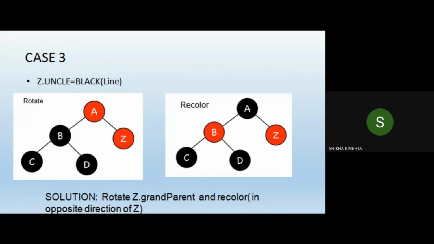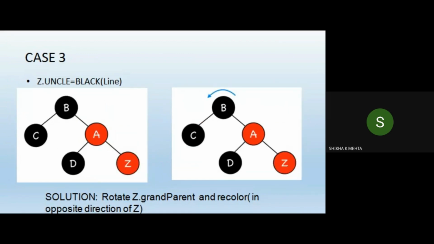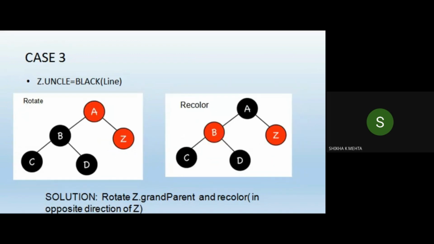That means whenever we come across the case where z.uncle is black and forms a line, we have to do two things. We have to do rotation of the grandparent and then we need to recolor it. So here you see, after the rotation of the grandparent, A becomes the parent node, B becomes the child node, and the D node, let's go back and see, D was the left child of A, now it has become the right child of B, right? And Z is the right child of A.